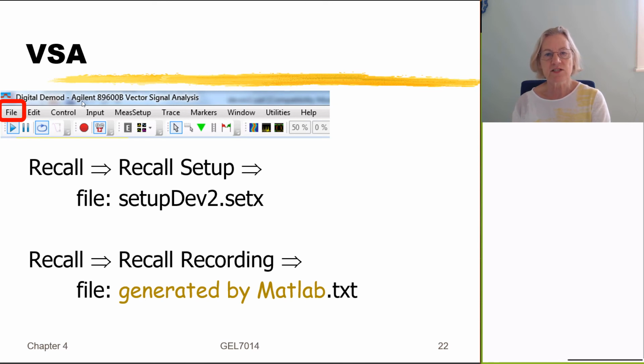So in the VSA software, I will load one file, which is the setup file, which is the same for all of the variations, and then I will be running MATLAB for each one of the examples. I'll be running it for a specific signal-to-noise ratio and a specific roll-off. It's that ordered pair, roll-off and signal-to-noise ratio. I'll be looking at the file generated by MATLAB.